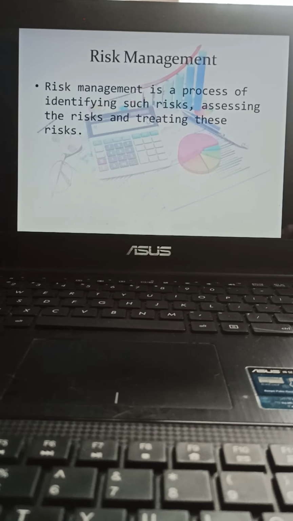There's quite a lot more, but what you need to do is have a plan B. You need to address all the risks in order for you to manage them. So basically, if something bad happens, you already know how to counter that. Risk management is a process of identifying the risk, assessing the risk, and treating the risk.